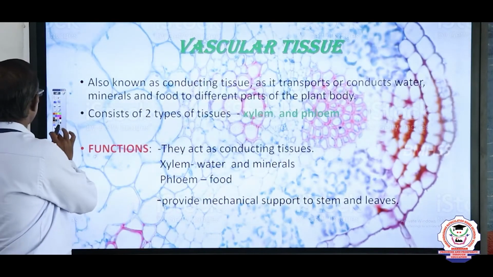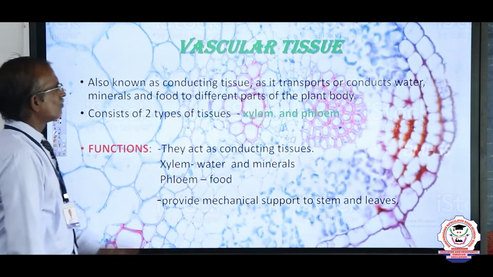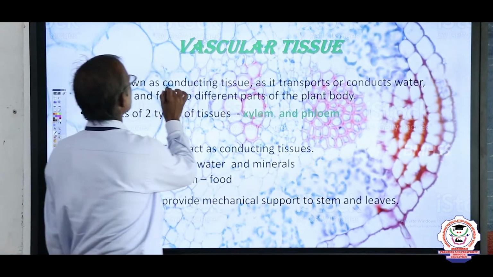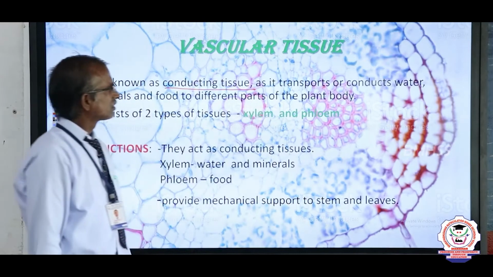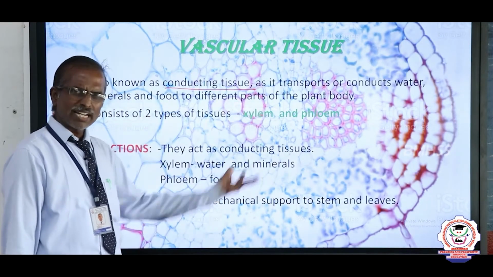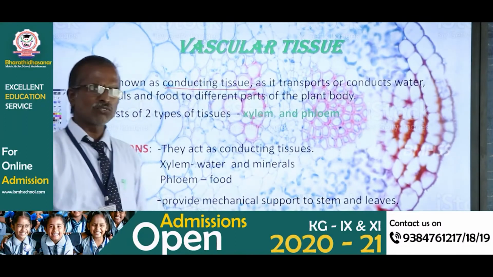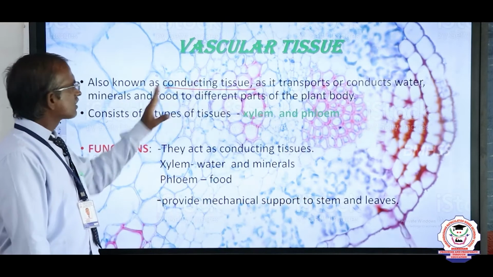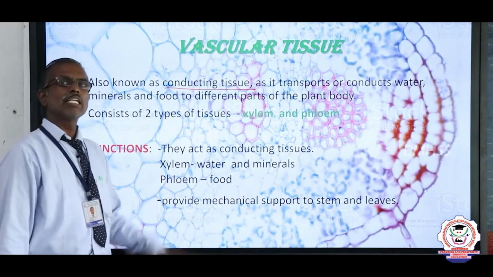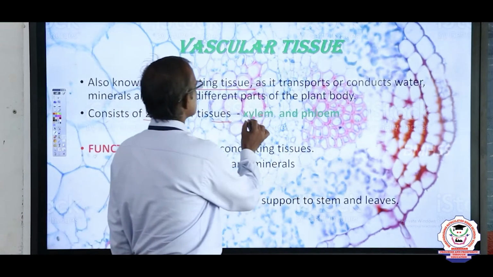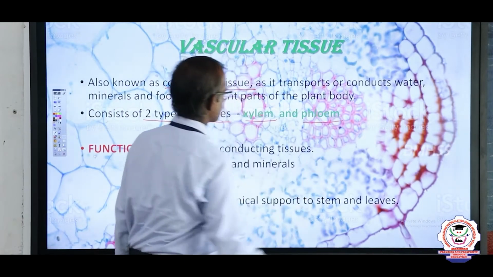Next, vascular tissue. Vascular tissue is otherwise called conducting tissue, as it transports or conducts water and minerals to different parts of the plant body. This vascular tissue mainly consists of two types of tissues: xylem tissue and phloem tissue.